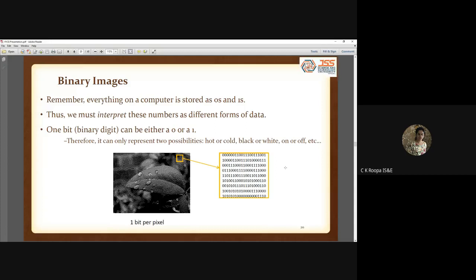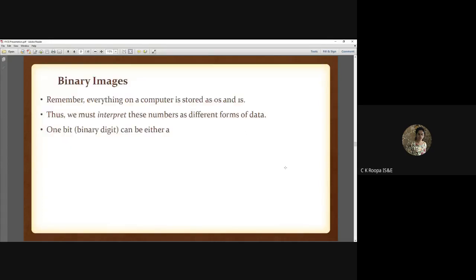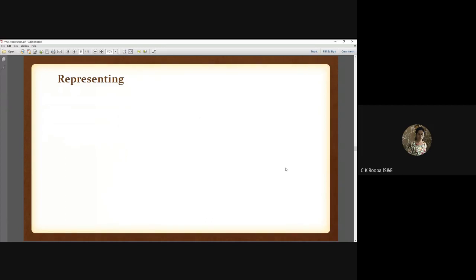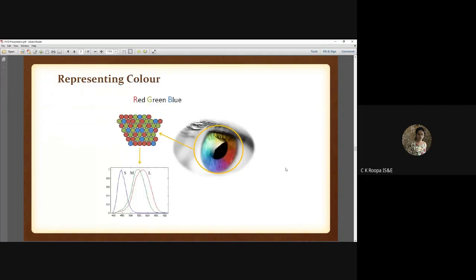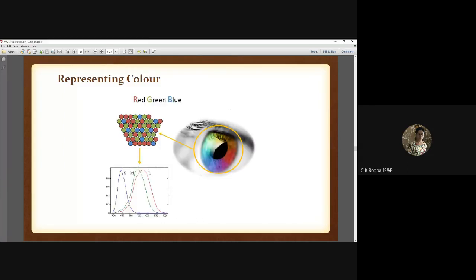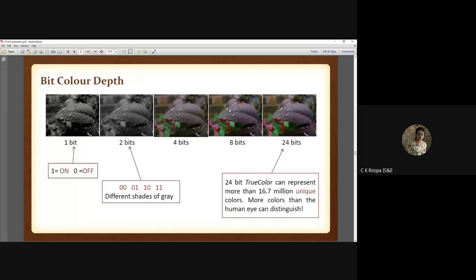So that is where the challenge lies. Color images are basically a combination of three colors: red, green, and blue. If you go with a combination of multiple colors, you can result in different sets of colors. This is how images are actually sliced.